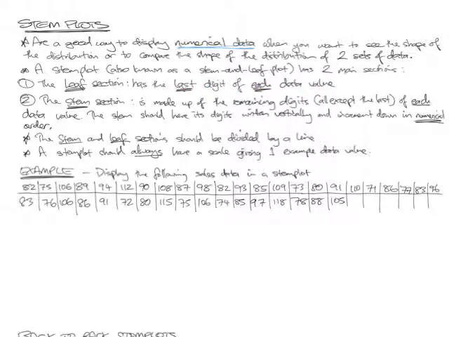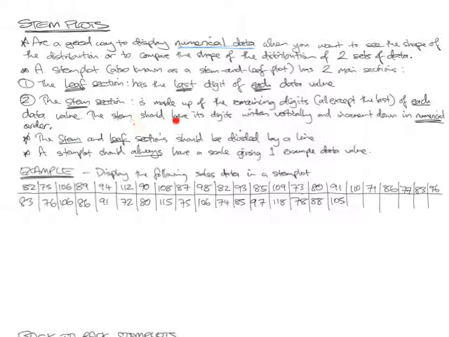This will become clearer when I actually do an example, but the leaf section has only the last digit of all of the data. So the last number in each of the numbers, it could be 135, so the leaf section would only contain the 5 out of that. And the second section is the stem section, which is made up of the leftover, the remaining digits, which is all except for the last digit of each data value.